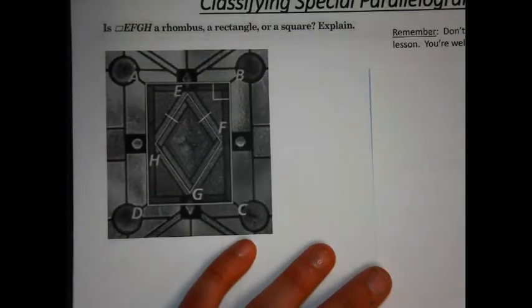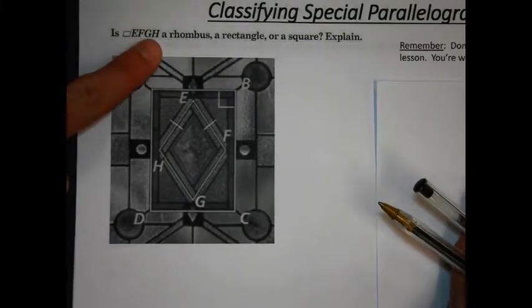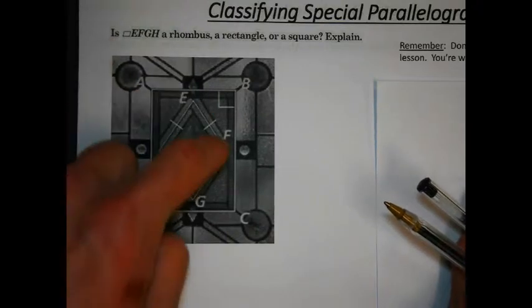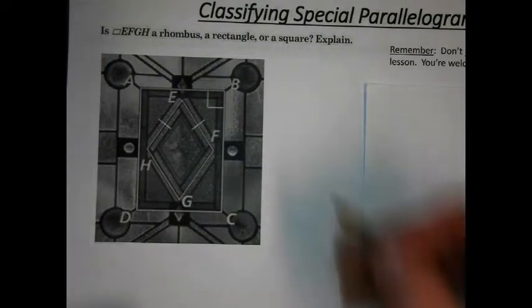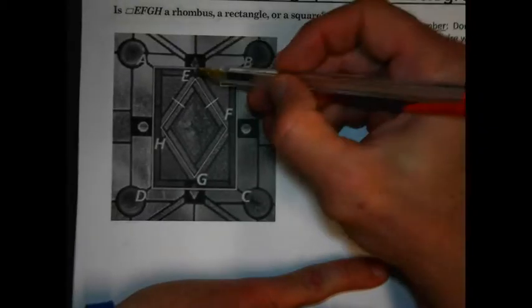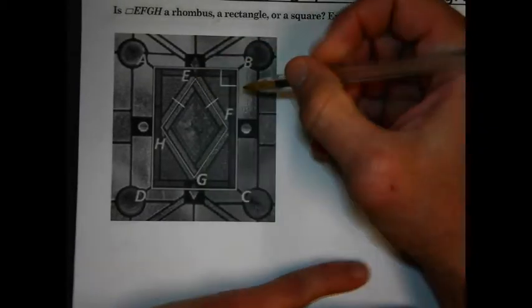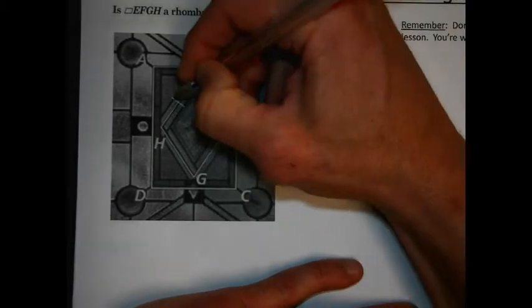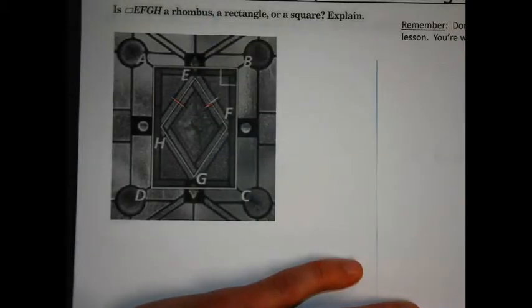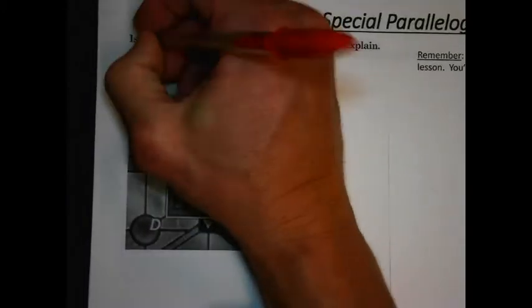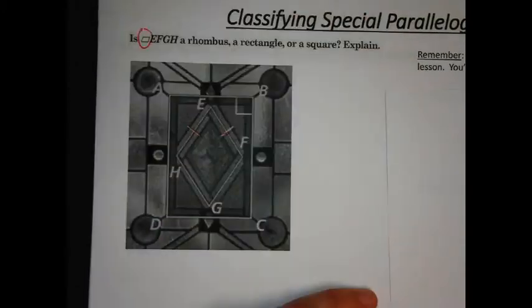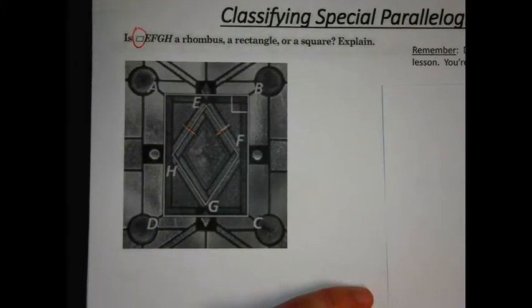So here's another example, similar picture, right? But now we're looking at EFGH. Is that a rhombus, a rectangle, or a square? And let's explain. I don't know if this is going to show up well, but in EFGH we have a tick mark here and a tick mark here. What else do we know? Well, let's read this again. I said EFGH, but dude, parallelogram EFGH. That gives us a whole bunch of information.